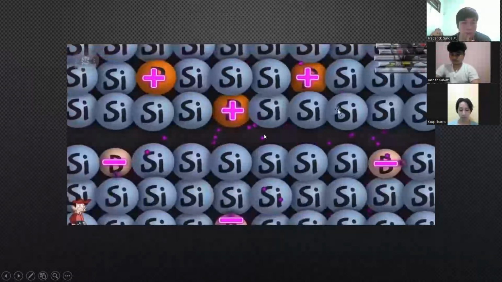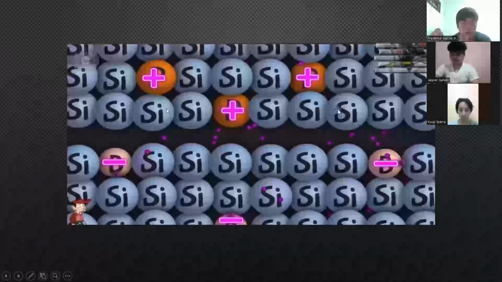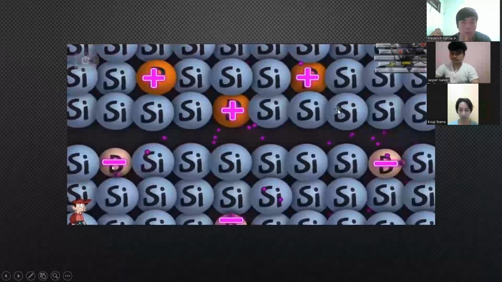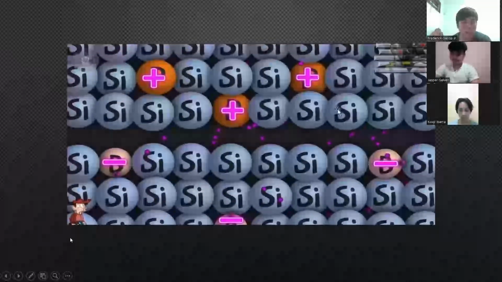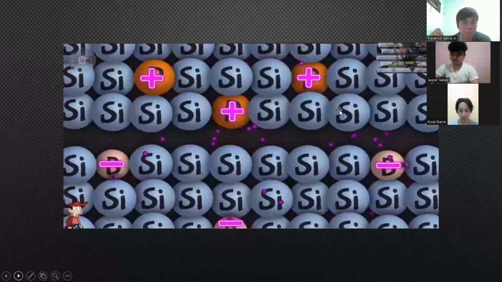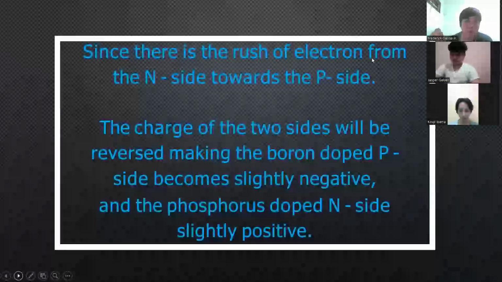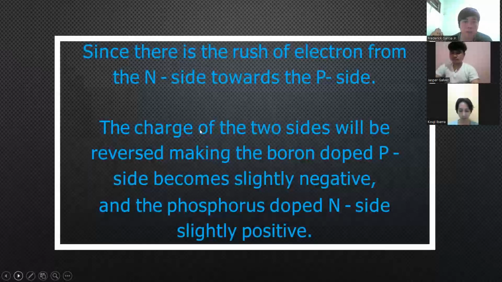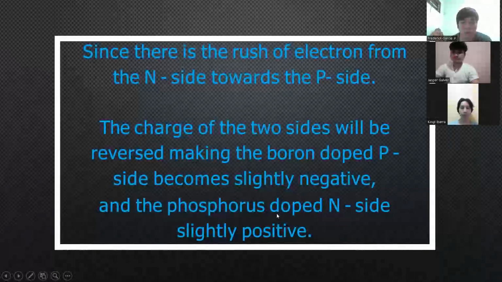See, in the p-n junction, positively charged holes are attracted near the negatively charged electrons here, but they cannot go to each other. Now, when the sunlight strikes this, it enables them to flow. Now, when there is a flow of electrons, we have what we call current. Since there is a rush of electrons from the n side towards the p side, the charge of the two sides will be reversed, making the boron-doped p side slightly negative and the phosphorus-doped n side slightly positive.